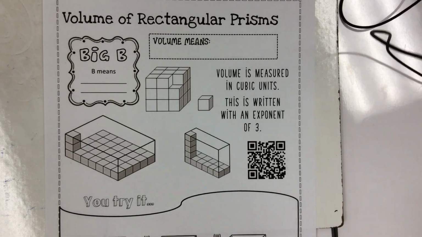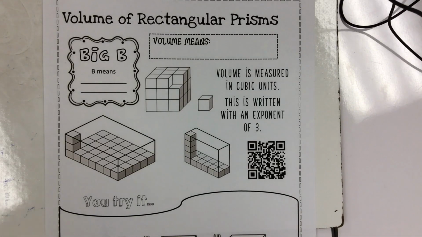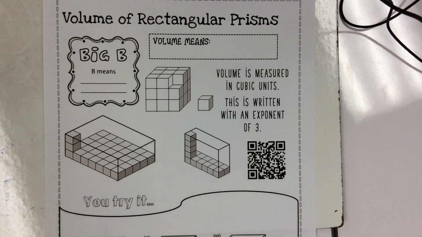All right, welcome Rams. Tonight's homework is, I believe, page 99. It's the volume of rectangular prisms. Okay, so a couple things we're going to clarify.